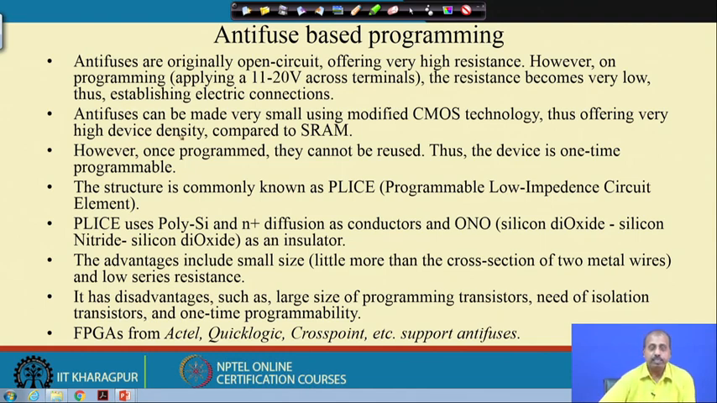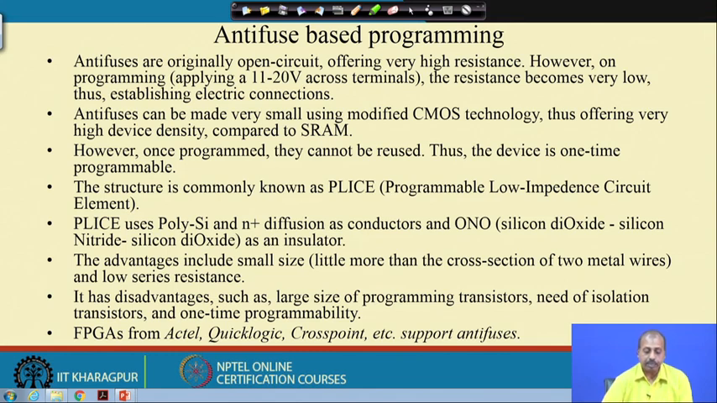The advantage that we have with antifuse is that they can be made very small. They can be made very small using some modified CMOS technology, thus offering very high device density compared to SRAM. SRAM is a 6 transistor cell, I said. Compared to that, these antifuses can be made very small. That is why you can accommodate a large number of antifuses within a small chip area. That is why it is very popular.